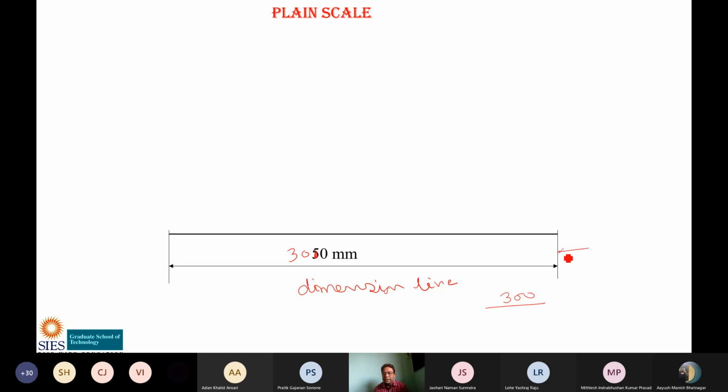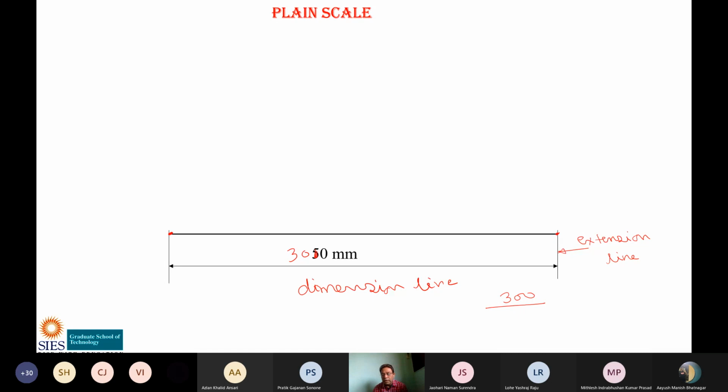Now this line is called the extension line. What is an extension line? Actually, the dimension should have been written between the two points that I have marked, but I am not able to write it there. So I have extended that line below, above, left, right, wherever. In this case I have extended it below. So this line is called the extension line.